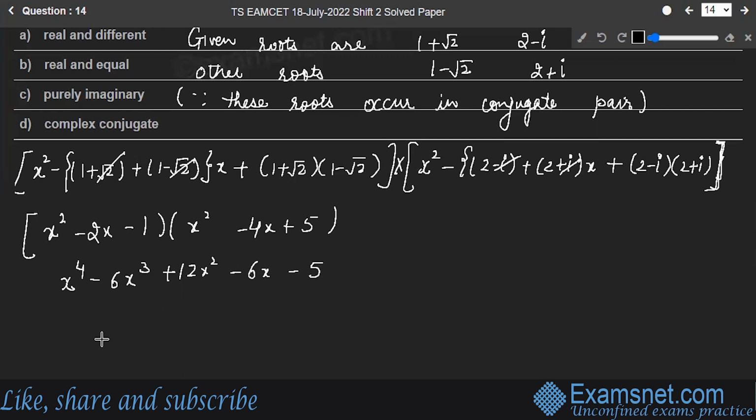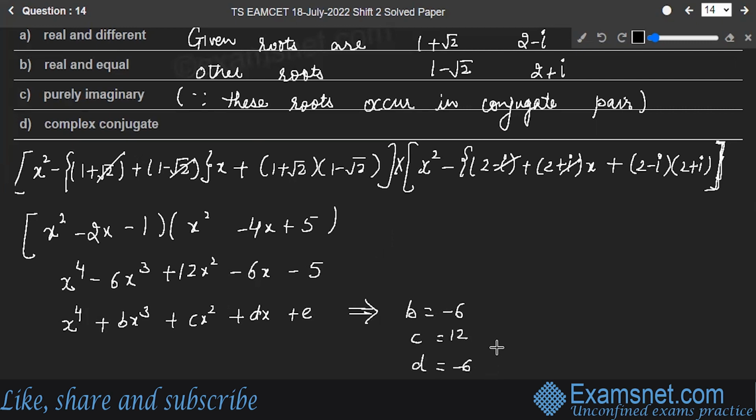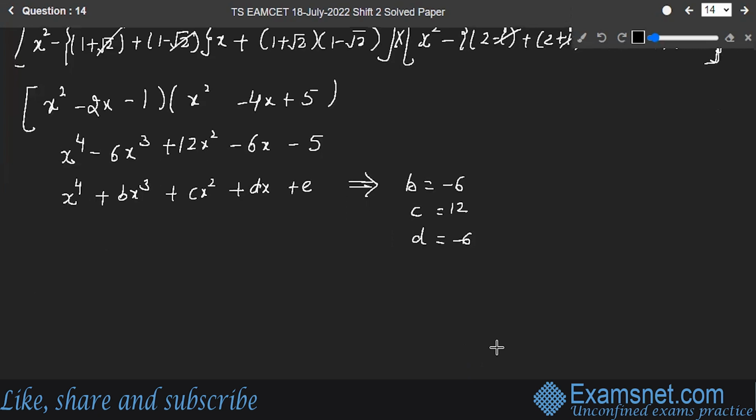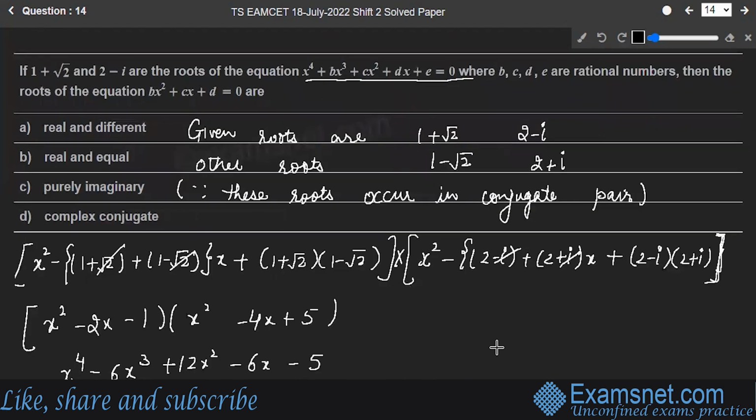Now let's compare it with the given equation, which was x raised to power 4 plus bx cube plus cx squared plus dx plus e. So from here, you can easily see the value of b is minus 6, c is equal to 12 and d is equal to minus 6. What we had to find out? Okay, let's frame this equation now.